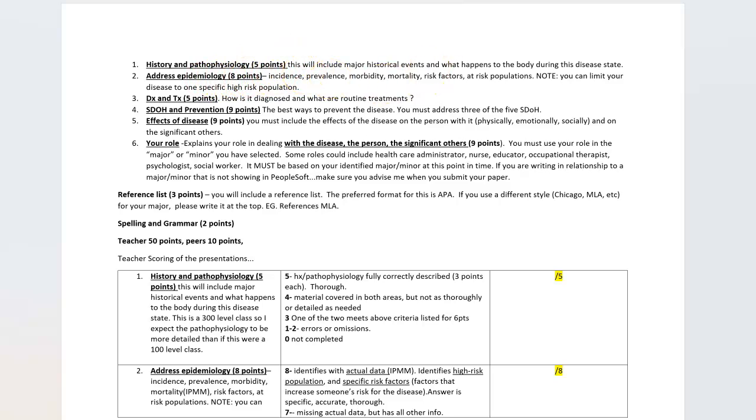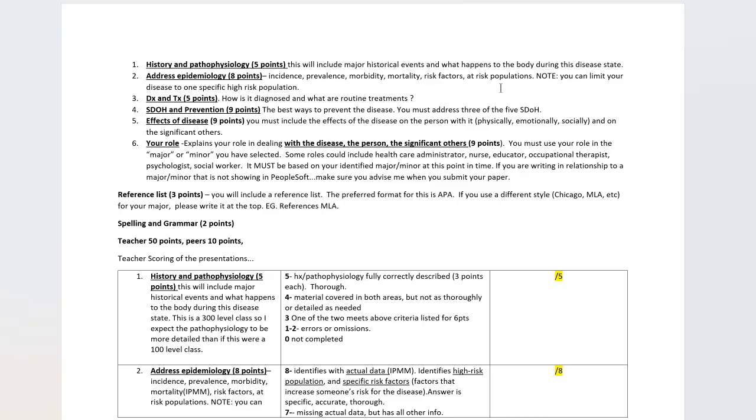Epidemiology is incidence, prevalence, morbidity, mortality, risk factors, and at-risk population. You are supposed to limit your disease to only one specific group of people. And that is so when you're talking about the incidence, prevalence, mortality, morbidity, and risk factors, you are addressing that specific group of people. Again, remember this project is to your population, not to us about your population.